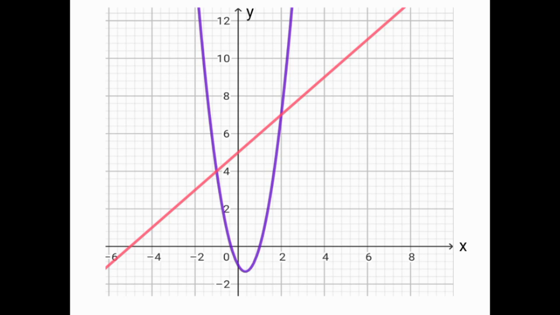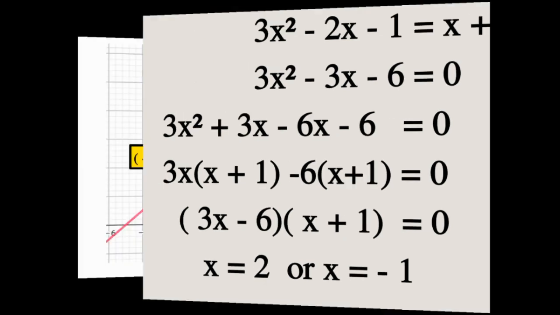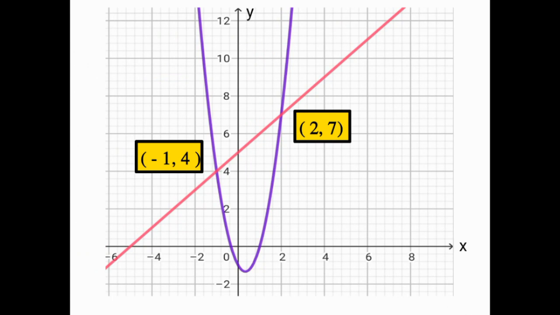There are 2 points of intersection. Now let's find the coordinates of those points of intersection. You can either read the coordinates off the graph or set f(x) equal to g(x) to find them. So I'll just use algebra here. 3x squared minus 2x minus 1 equals x plus 5. 3x squared minus 3x minus 6 equals 0. Factorize, so (3x minus 6) times (x plus 1) equals 0, x equals 2 or x equals minus 1. There is no need to find the y coordinates, but I'll show them for reference. So the points of intersection have the coordinates (minus 1, 4) and (2, 7).